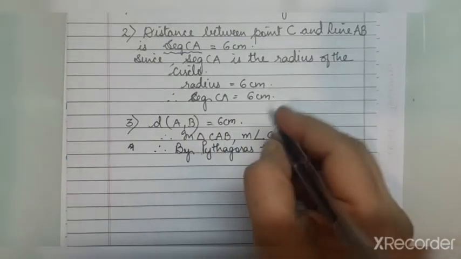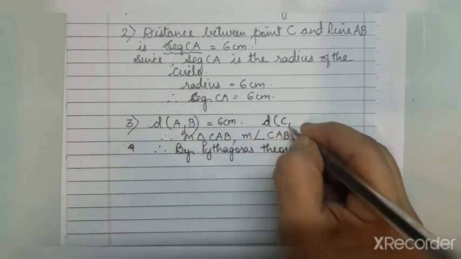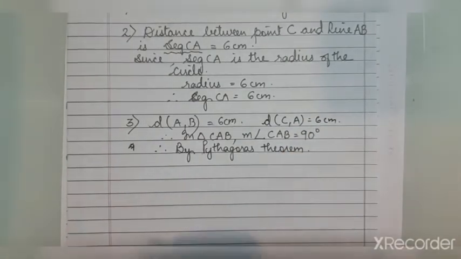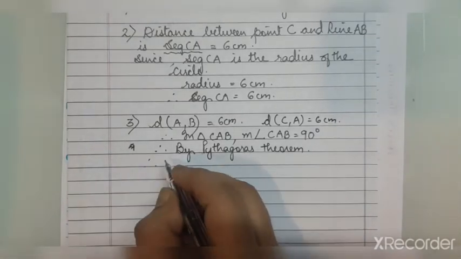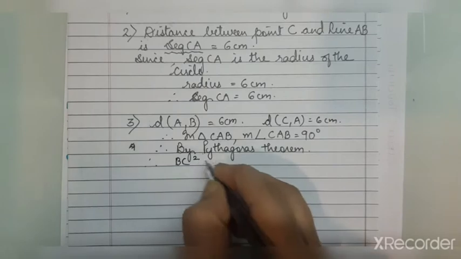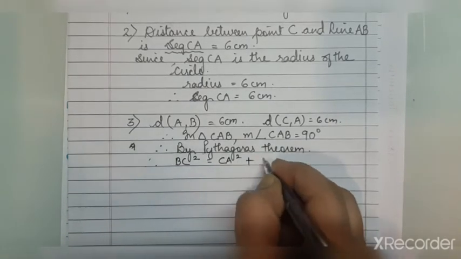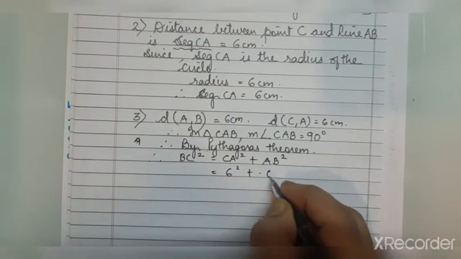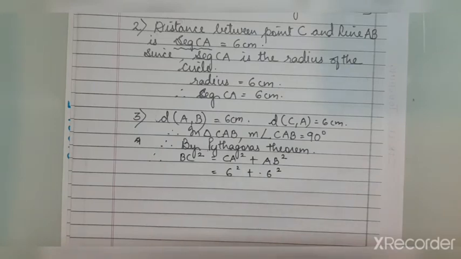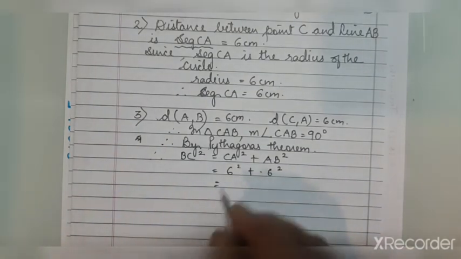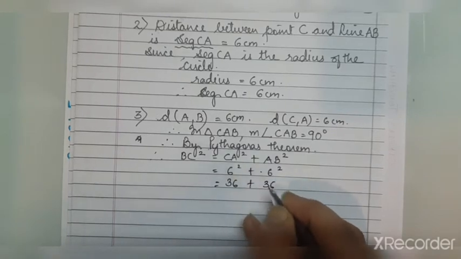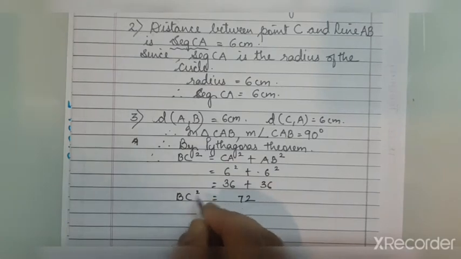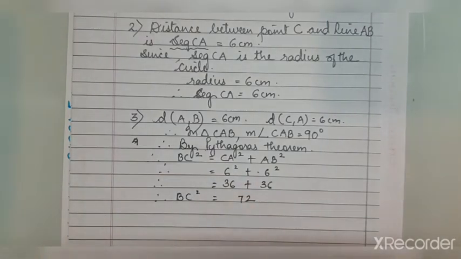AB is 6 centimeter and we know distance CA, that is also 6 centimeter, the radius. Okay, now use Pythagoras in this particular triangle, that is BC square is equal to CA square plus AB square. CA square we know that is 6 square, AB also we know that is 6 square. Okay, so that is equal to 36 plus 36, which is equal to 72. So what we have got, BC square is equal to 72.